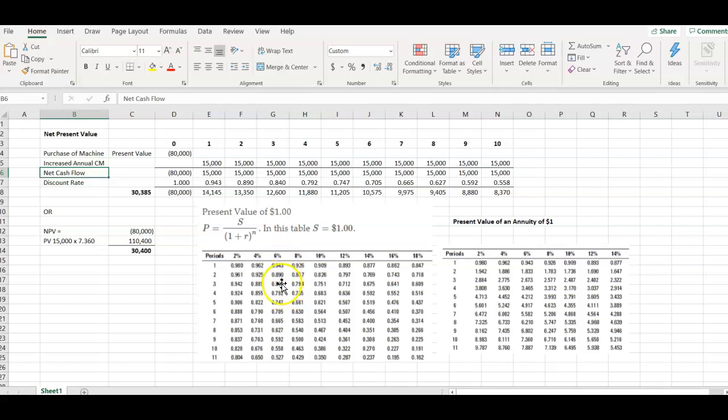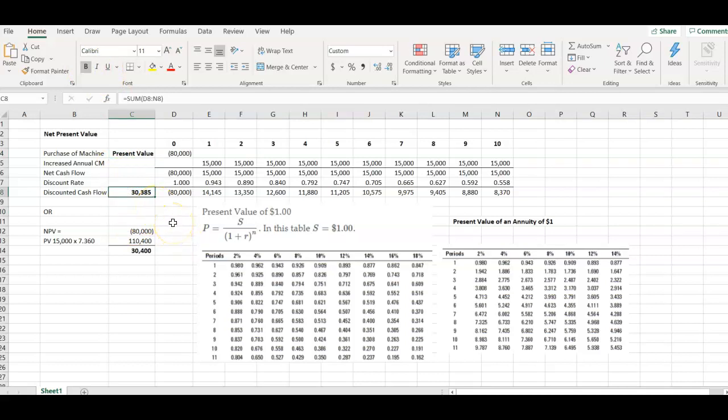Okay, so what we've done is we've gone to the present value of one table, taken the factors from 6% and put them across in here, and then multiplied that times my net cash flow to get a discounted cash flow. Okay, and I summed it up over here to get our total present value, $33.85. Okay, so now let's look.